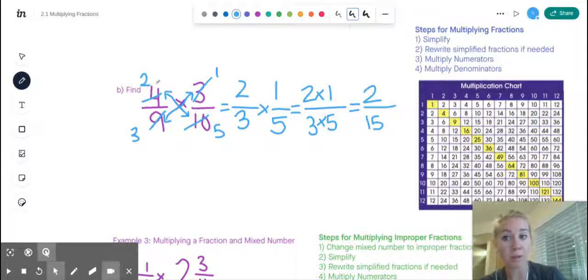Now, let's remember, when you simplify, you always go across. You never simplify up and down. Always go across to simplify.